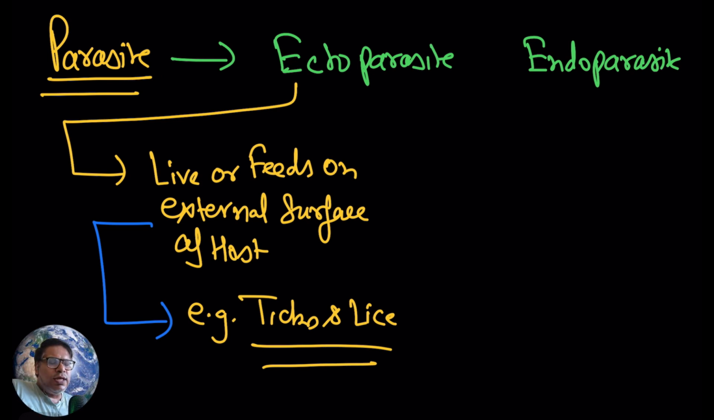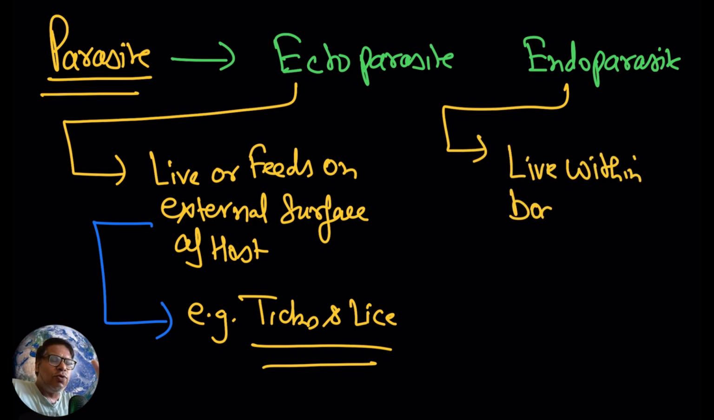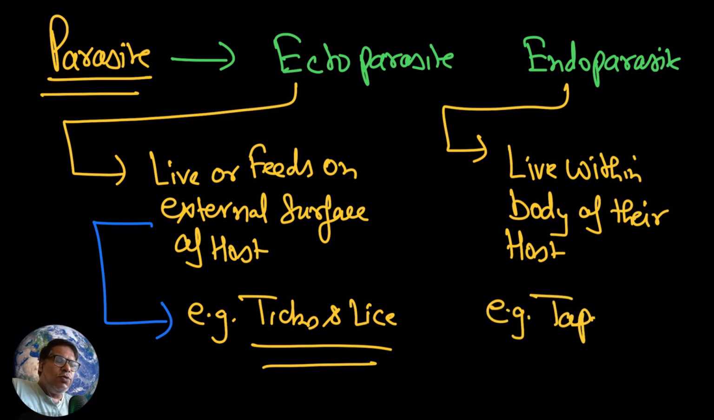And here, the best examples of such type of parasite are ticks and lice. Very simple. Now let us move to the endoparasite. Here endo means within. So you see ecto is present on the outside, so ectoparasites are present on the external surface of the host. Endoparasites live within the body of their host, and the examples are tapeworms.